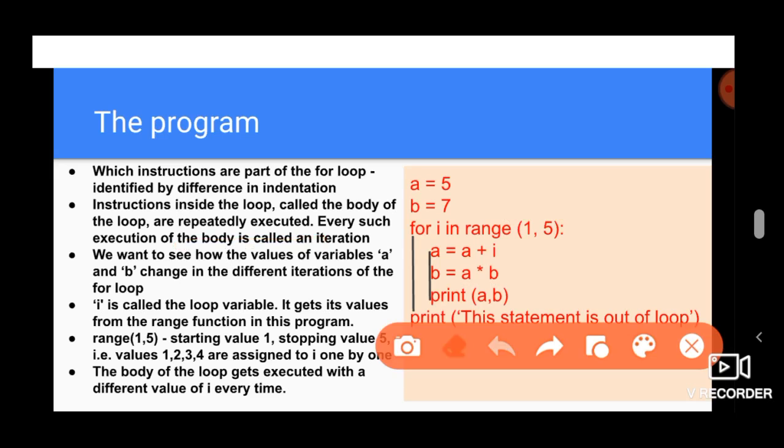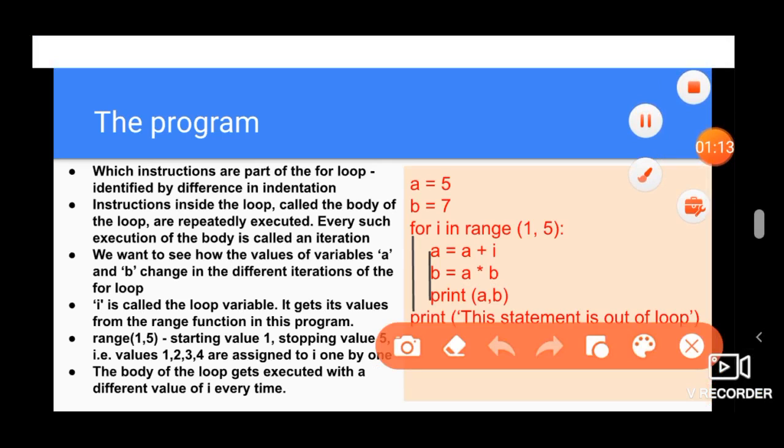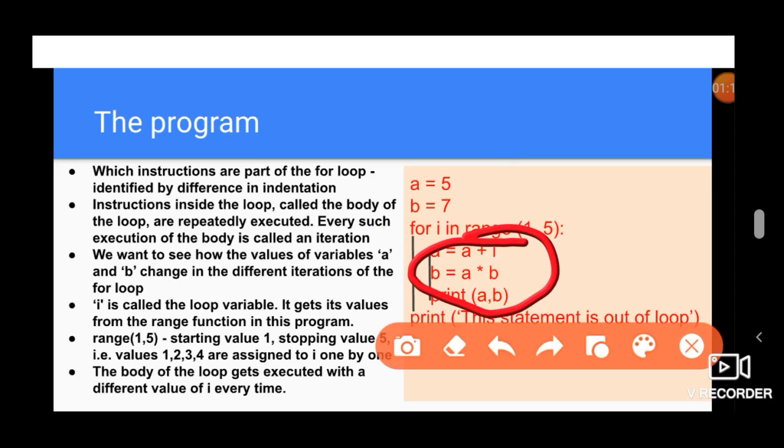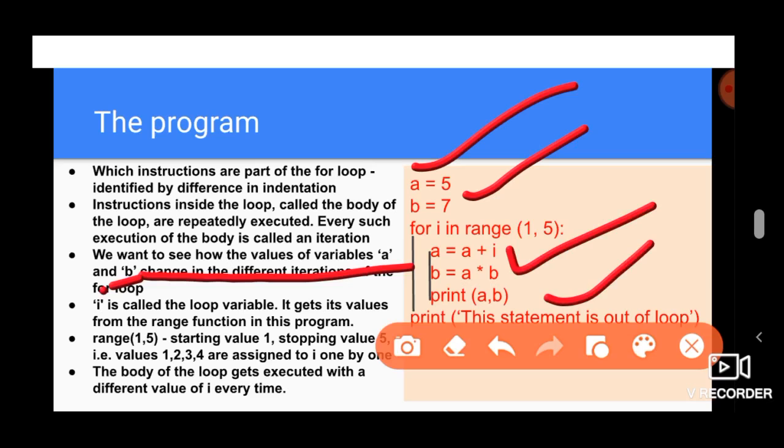Every time this loop body is executed, it is called an iteration. Next, we want to see how the values of variables a and b, these two variables, get affected inside the loop, how their values change iteration after iteration. That is what we want to see.